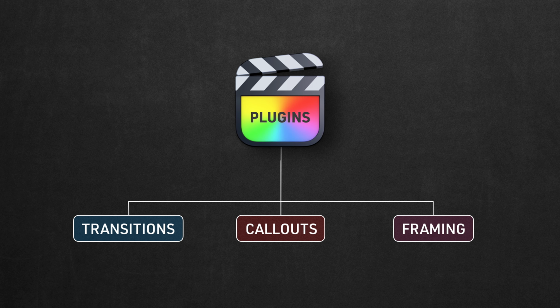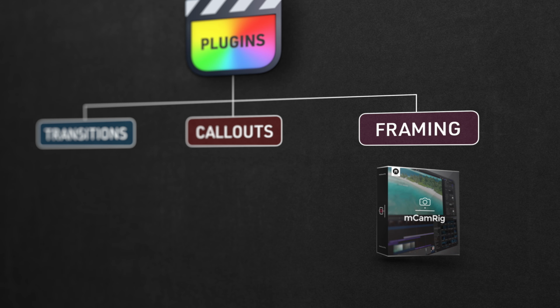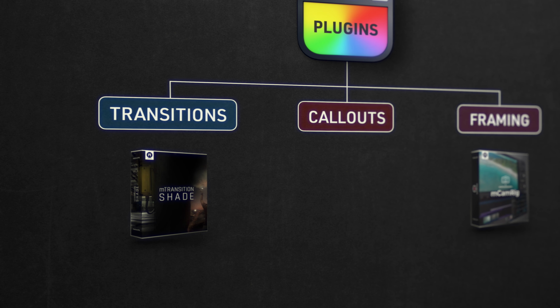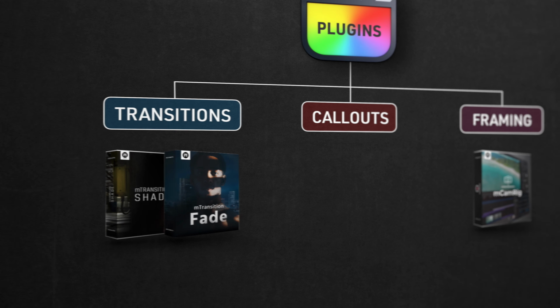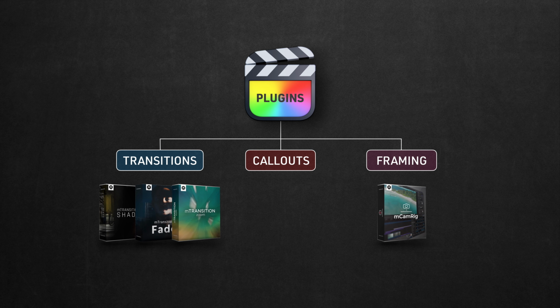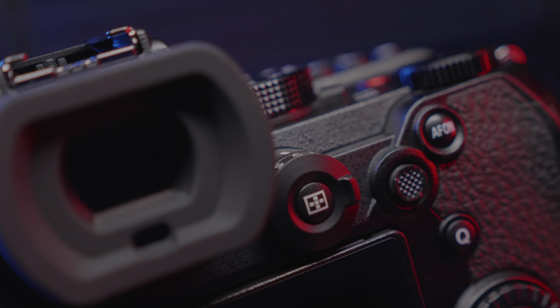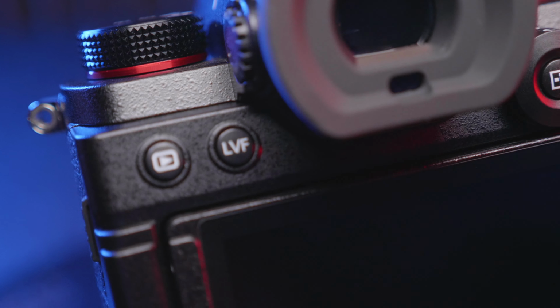Okay, let's go back to those 3 types of plugins. As we already saw, MCamRig is the one I use for the dynamic framing. Then going to transitions, my favorite is MTransition Shade, creating this kind of shadowy transitions you've seen in my episodes. They just released a more subtle version of it, which is more of a stylistic fade to black effect. The third transition I use is MZoom. It has this energetic feel to it that helps a lot when you need to make your video more dynamic, like in my S5 review episode for example, where I matched the B-roll camera movement with the transition direction, resulting in a very dynamic looking outro.